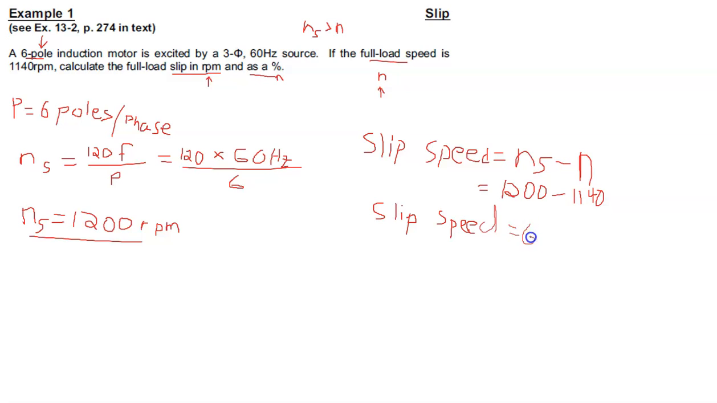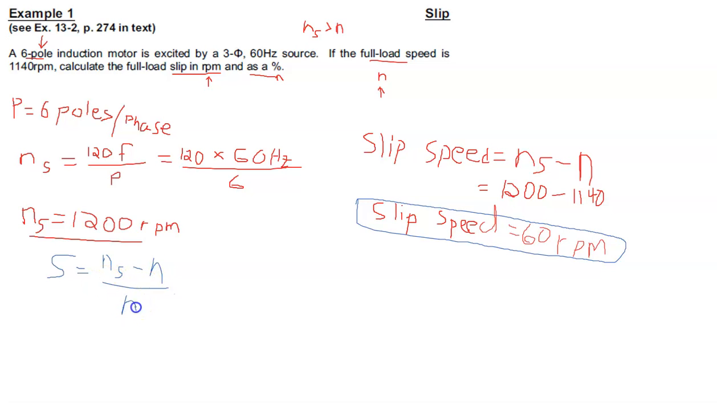Of 60 RPMs, and it's kind of important to think about the fact that this does have a unit here. So the slip speed then is 60 RPMs. So now if we're going to calculate the slip, it's usually s, a lowercase s. NS minus N divided by, remember, it's a percent of NS, so NS on the bottom here, times 100%.